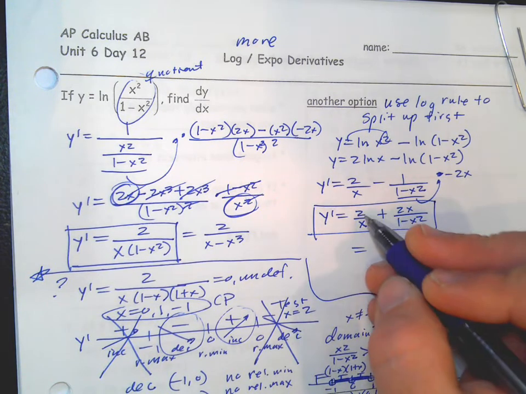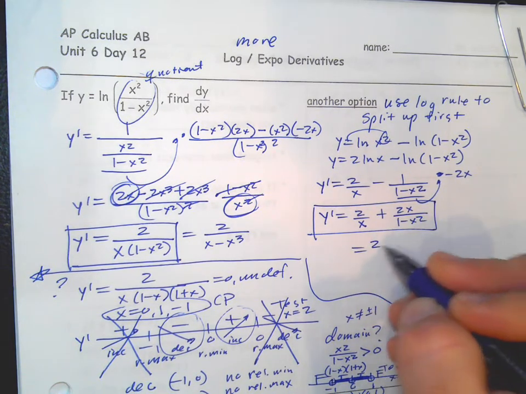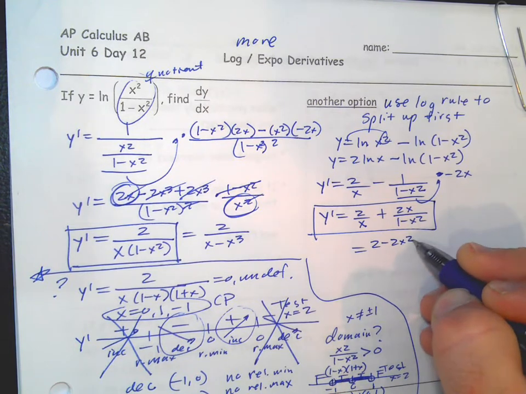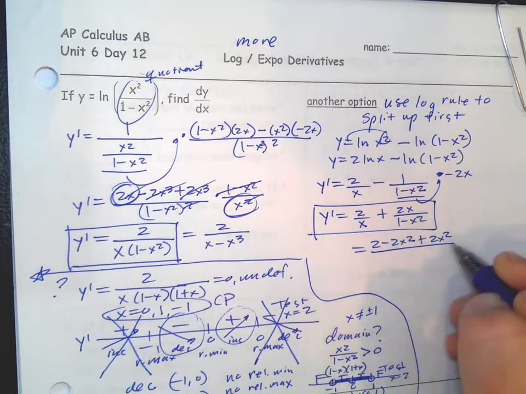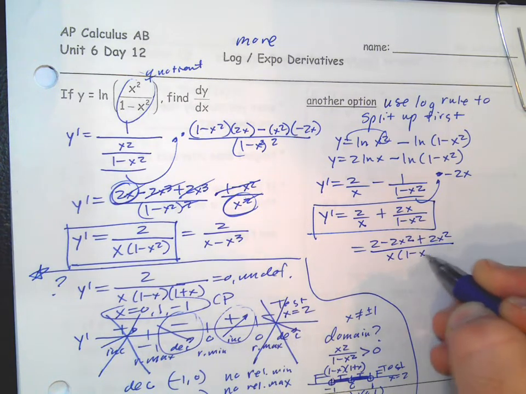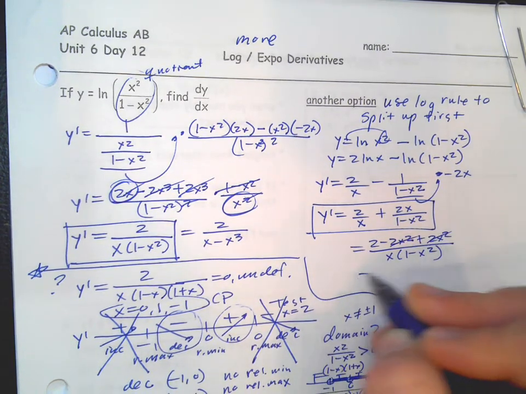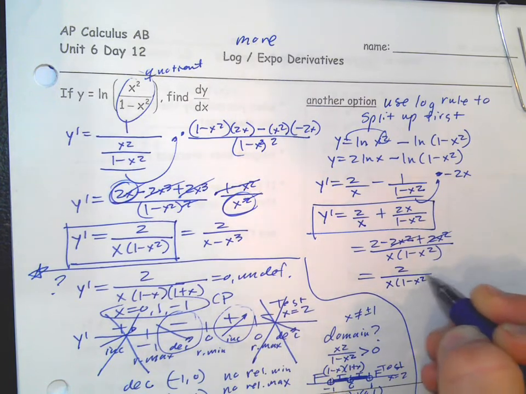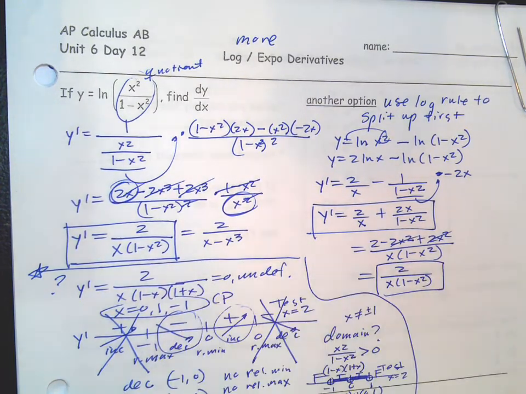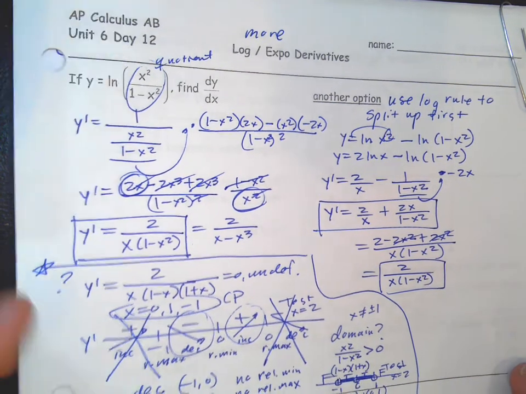Multiply the top and bottom of this one by 1 minus x squared. It would be 2 minus 2x squared. Multiply the top and bottom of this one by x. You get 2x squared, all over x times 1 minus x squared. And hey, eventually we get something that looks exactly like the answer we got over here. Not that you would have to do that. Anyways, just some options to consider.